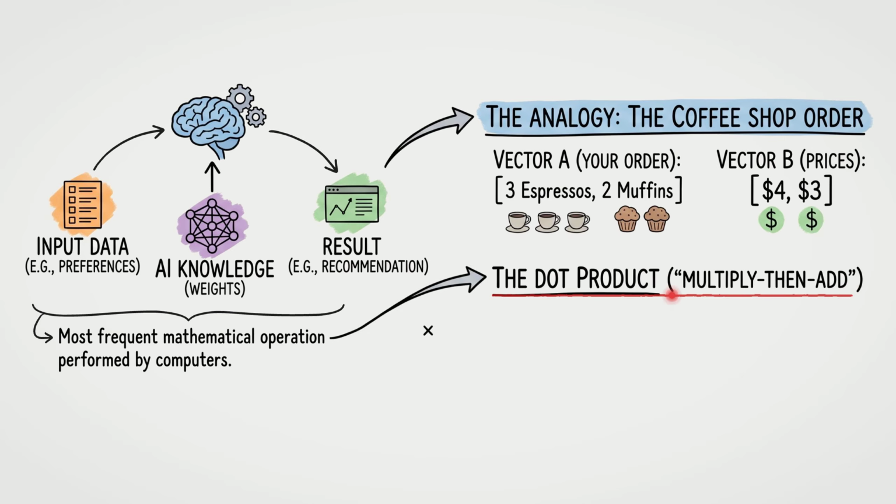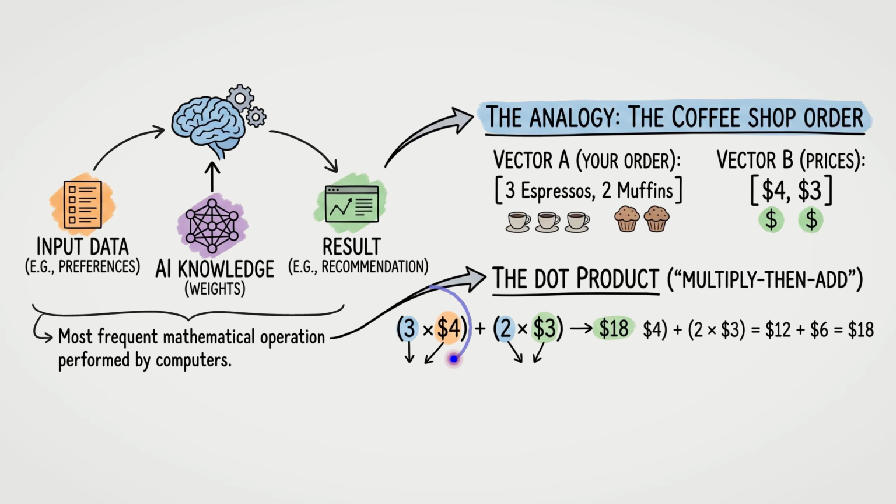Let's break down exactly how you do this in your head. First, you take the 3 espressos and multiply them by their $4 price, which gives us $12 for the espresso total. Next, you take the 2 muffins and multiply them by their $3 price, which results in $6 for the muffin total. Finally, you simply add that $12 and $6 together to get a grand total of $18.